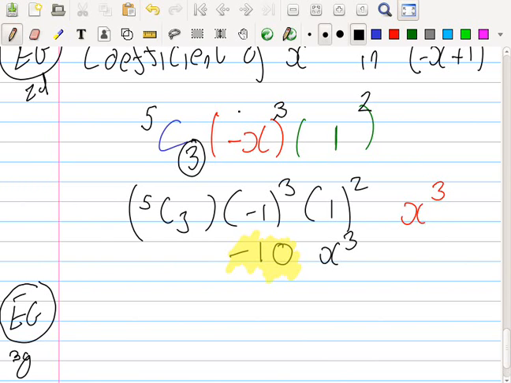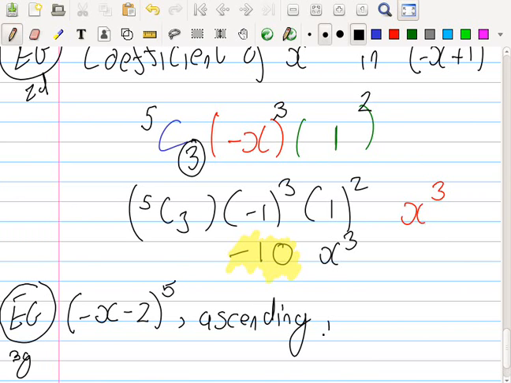Next one, as an example, 3g. So here I want (-x - 2) to the power 5. I want it ascending, and also I want only 3 terms. So I don't want you to give me the whole thing, I just want you to give me 3 terms, and I want it ascending.